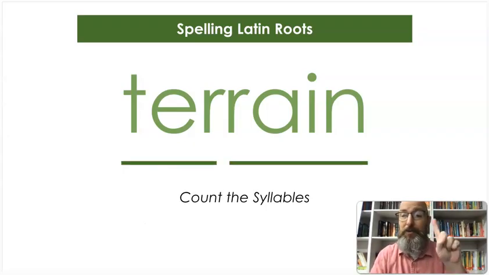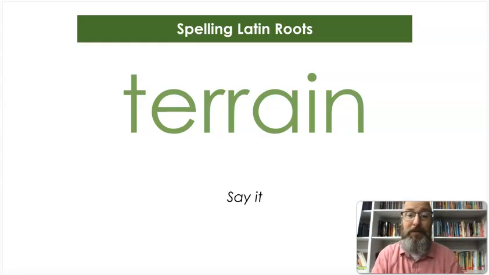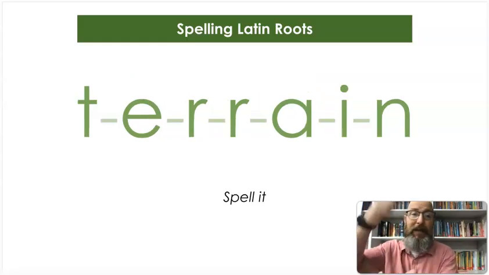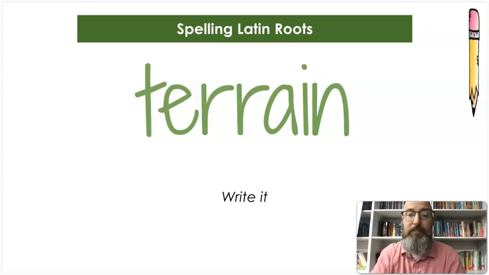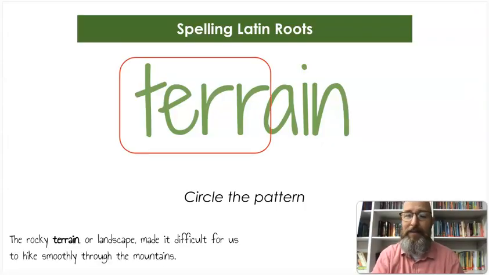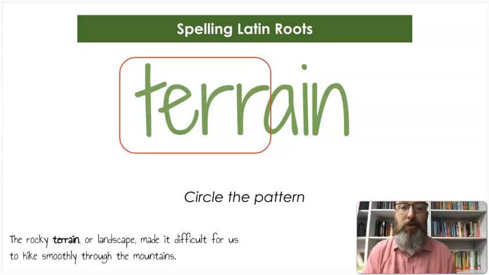Count the syllables. Terrain. Let's spell it. T-E-R-R-A-I-N. Terrain. And let's write it. T-E-R-R-A-I-N. And let's circle that Latin root ter. The rocky terrain or landscape made it difficult for us to hike smoothly through the mountains.